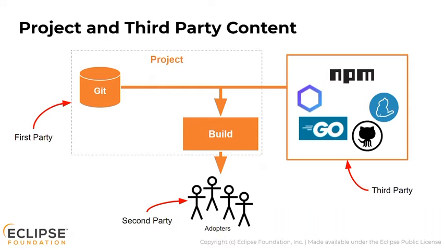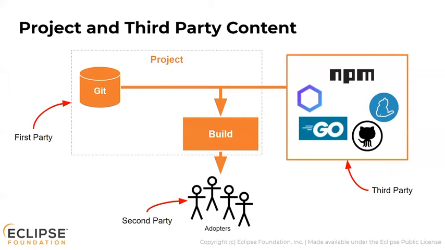Let's take a look at the various parties that are involved in the Eclipse IP management process. The project team is the first party. Project content is authored and curated by committers using Git repositories that are managed and administered by the Eclipse Foundation. Adopters, or those individuals and organizations that consume Eclipse project content, either as end products or in source form, are the second party. External providers of content that is leveraged by the project team are the third party.